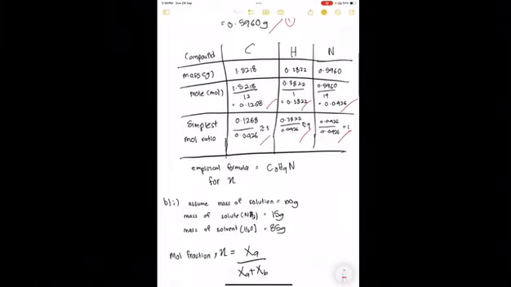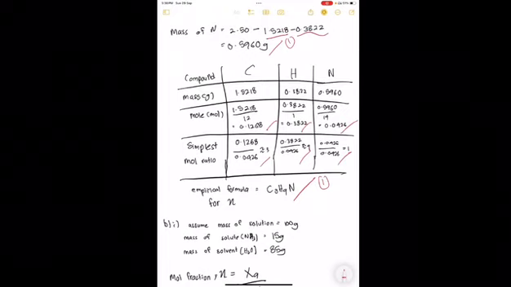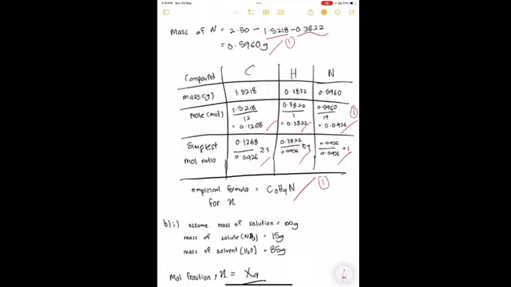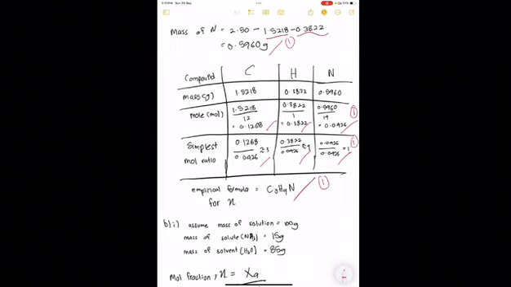So the empirical formula for compound X is C3H9N. So we will get 1 more mark over here. So the total is 6 marks. When we find the mole is 1 mark, and the simplest mole ratio is 1 mark. So the total is 6.